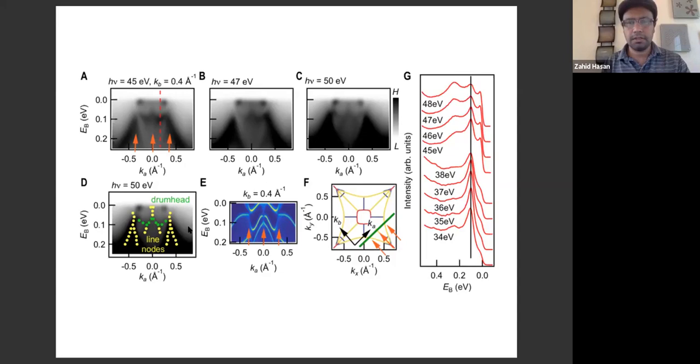And then the drumhead states are exciting because, compared to the bulk bands in 3D Weyl magnets, the drumhead states, because topology constrains them to a nearly flat band or less dispersive band. So this creates an exciting opportunity: if you want to study strongly correlated and many-body physics in topological magnets, drumhead states would be a fertile ground if we can access them in a suitable compound, because topology is now dictating the reduction of the bandwidth.